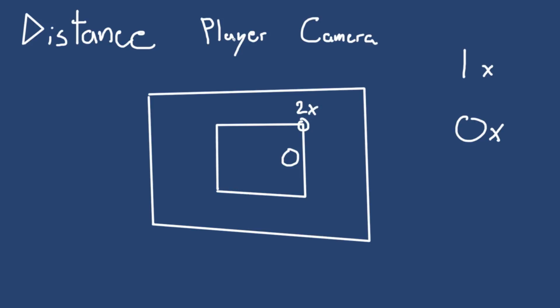If the distance in between the player and the camera center is bigger than 2X, if that is bigger, then we're gonna go ahead and move the camera as well this way. And we'll see that shortly as we implement it directly in the code.